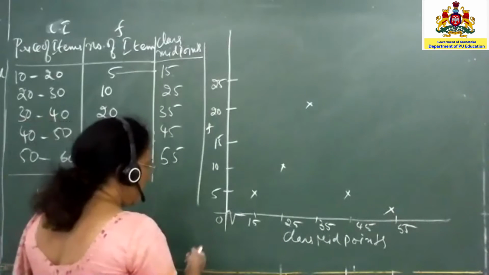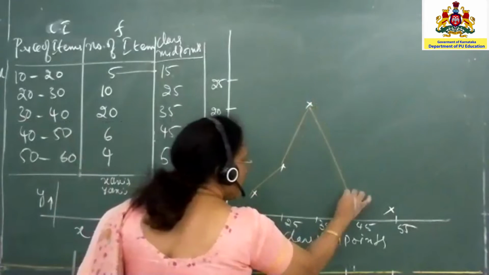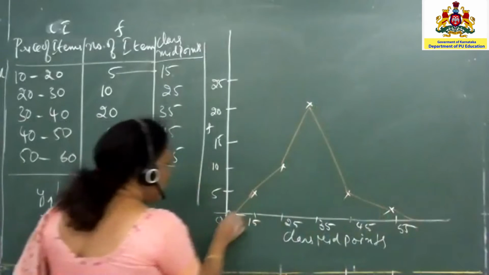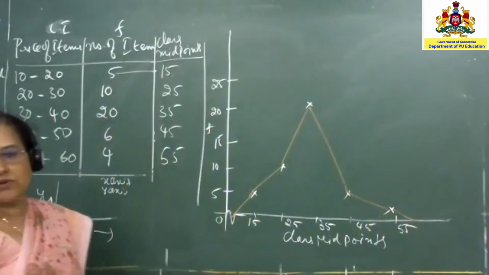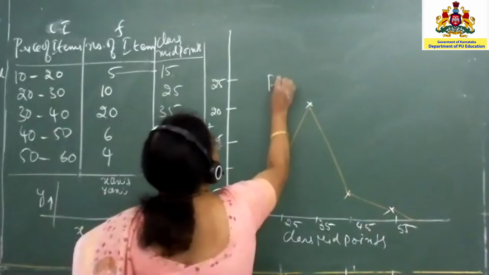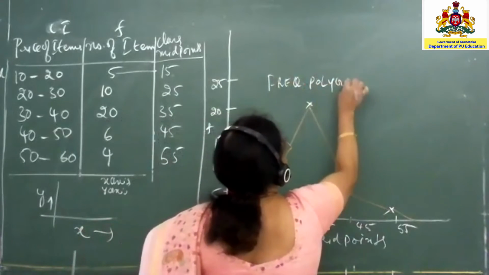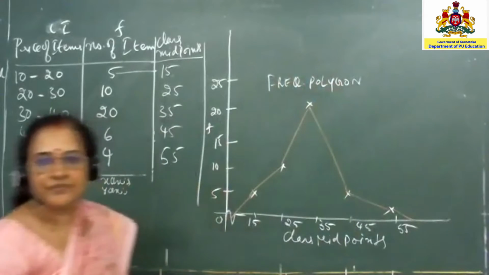So then you join them. If it is polygon, you will join them by means of a straight line. Otherwise, if it is frequency curve, you will be drawing this by means of a freehand curve. So this will become the frequency polygon. So understood?